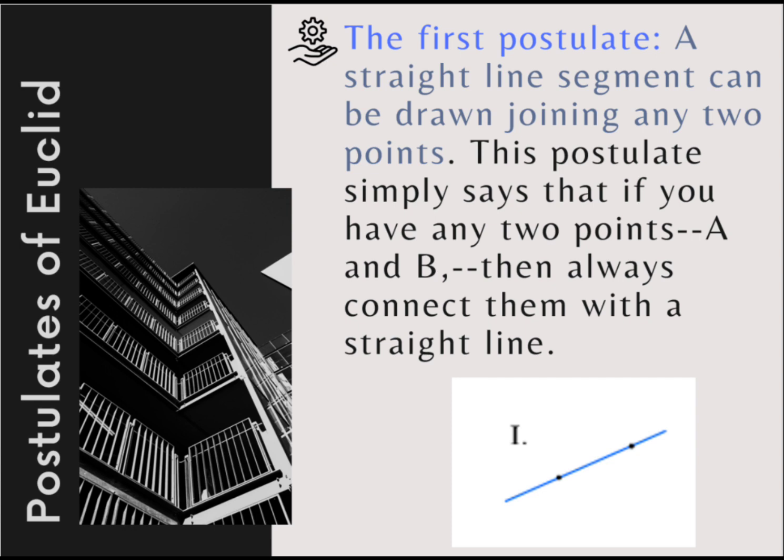The first postulate is: a straight line segment can be drawn joining any 2 points. This postulate simply says that if you have any 2 points, A and B, then you can always connect them with a straight line. For example, this is the first point here, and this is the second one. According to Euclid's first postulate, if you connect these 2 points, it will create a straight line.